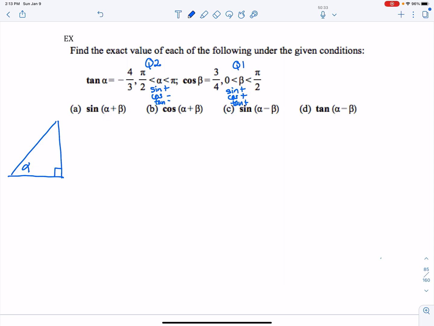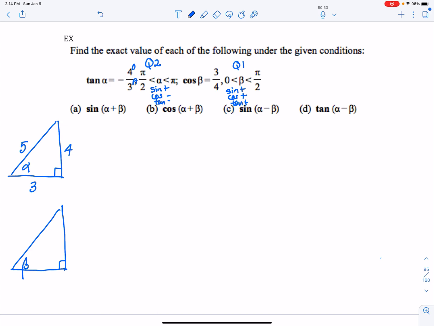Now tangent, remember, is opposite over adjacent, so the opposite side to alpha is going to be 4 and the adjacent side is going to be 3. If you use the Pythagorean theorem, you will find that the hypotenuse is 5. By the way, I knew this right away because it's the famous 3, 4, 5 triangle. So then we're also going to need to do beta.